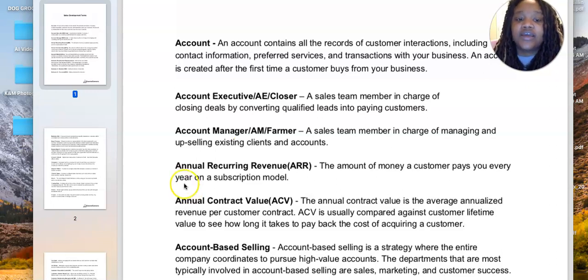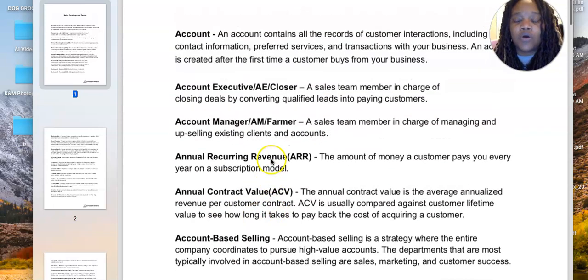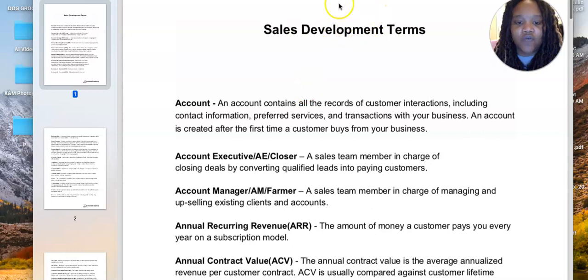All right, so next we have annual recurring revenue, which is the amount of money a customer pays you every year on a subscription model. This is very important in tech sales, because most tech sales software is recurring, and that's why it's so lucrative, guys, because they're paying for a service that they're going to need for the long term. So that's going to be recurring revenue.